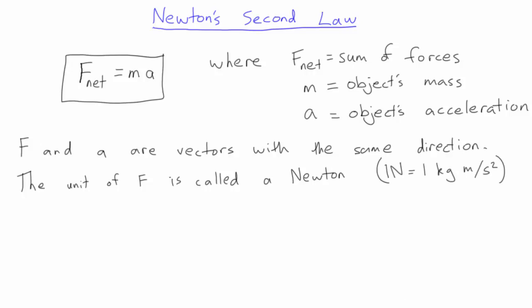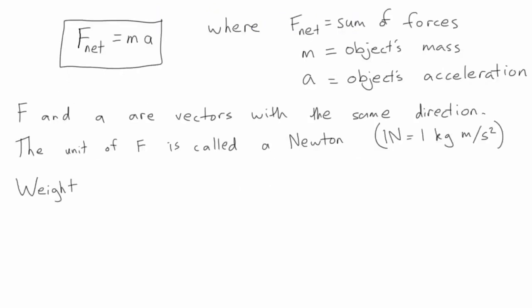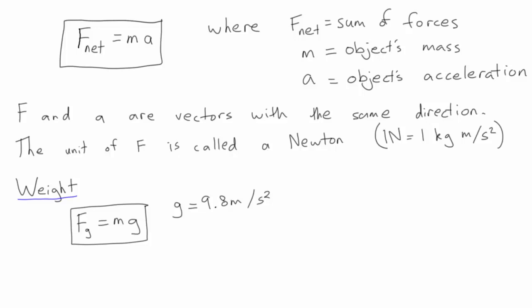Now we're going to quantify some of the forces that we introduced in the last video. The weight force, which we'll call Fg, is equal to m times g. Note this m is the same mass as in F equals ma. Little g is the acceleration due to gravity on Earth, which is approximately equal to 9.8 meters per second squared. This would be different if you were on a different planet, or the Moon.